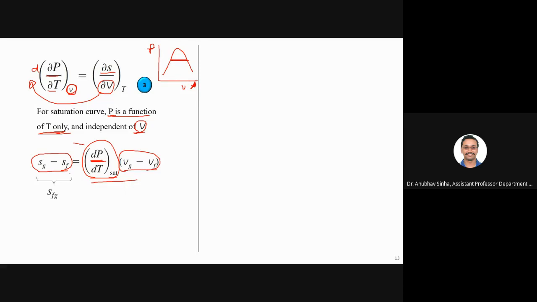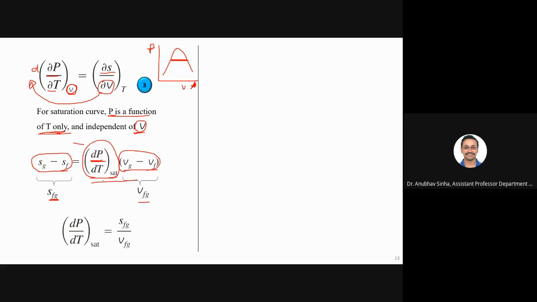Now this is in your tables that we are yet to discuss, but I mentioned this: the difference between liquid and gaseous properties is generally written using this subscript. So SFG means the difference Sg minus Sf. Similarly, this will be written as VFG, the difference between gaseous volume and liquid volume.